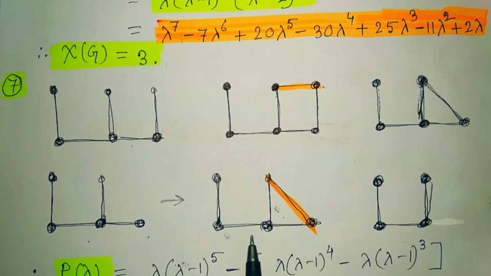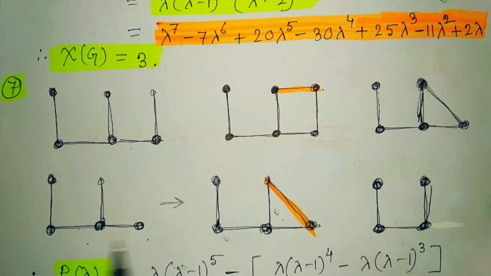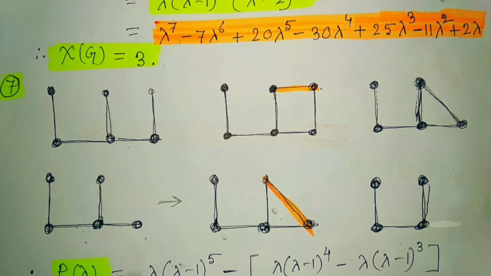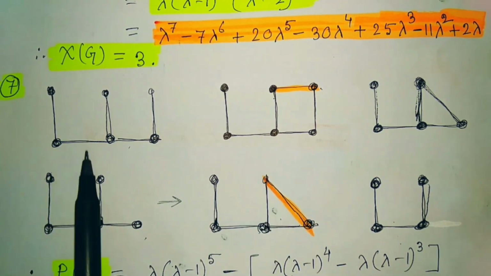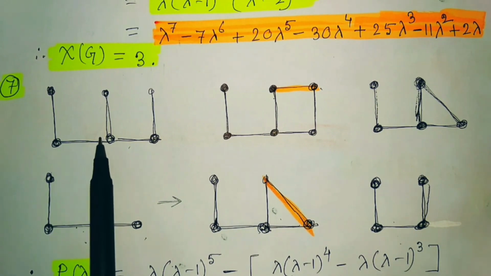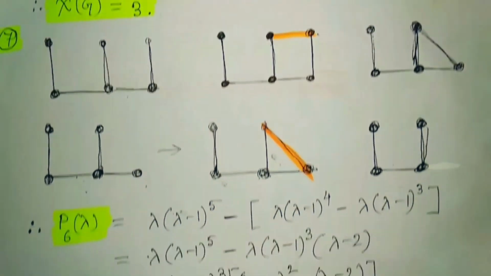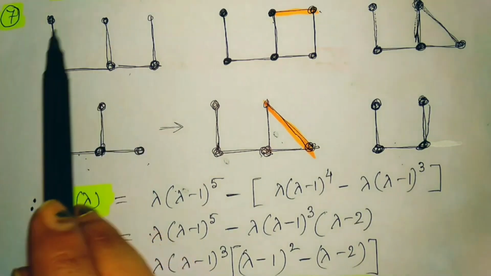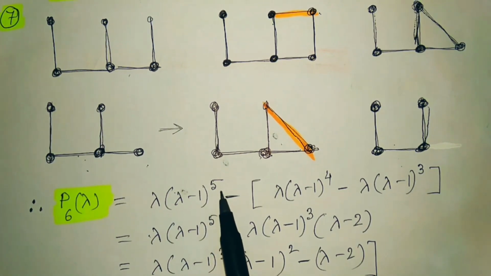For this graph, the chromatic polynomial is the chromatic polynomial of this tree minus the chromatic polynomial of this tree. This is a tree with 5 vertices and this one is a tree with 4 vertices. After getting the chromatic polynomial of this graph, while we are going to find the chromatic polynomial for this graph, it is the chromatic polynomial of this tree minus the chromatic polynomial of this graph. As there are a total of 6 vertices, it is lambda into lambda minus 1 to the power 6 minus 1, that is 5.